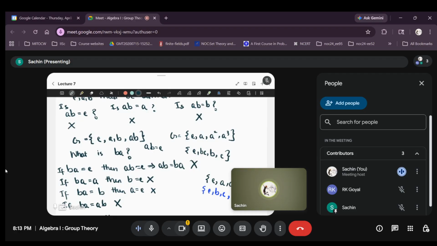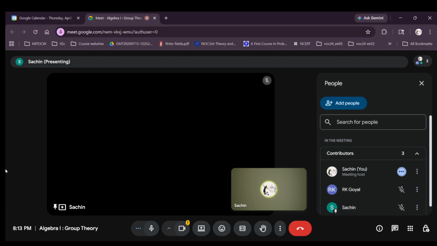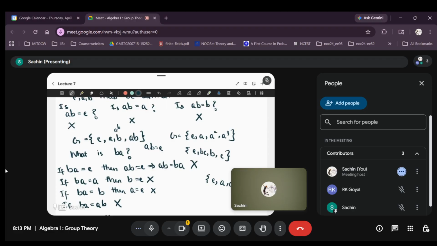By two distinct elements, what I mean is, if B is not a power of A, B is not equal to A to the power i for any i, then the group has the form E, A, B, AB. Otherwise, the group has the form E, A, A square, A cube. Is that okay?